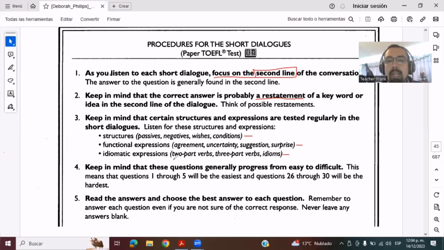Then number 4, keep in mind that these questions generally progress, like we already saw, from easy to difficult. So 1 to 5 will be the easiest, and 26 to 30 will be the hardest. So if you see that 1, 2, 3 are very easy, that's normal. They're supposed to be easy, okay? And number 5, read the answers and choose the best answer to each question. Remember to answer each question, right? Even if you are not sure of the correct response, never leave any answers blank, right?